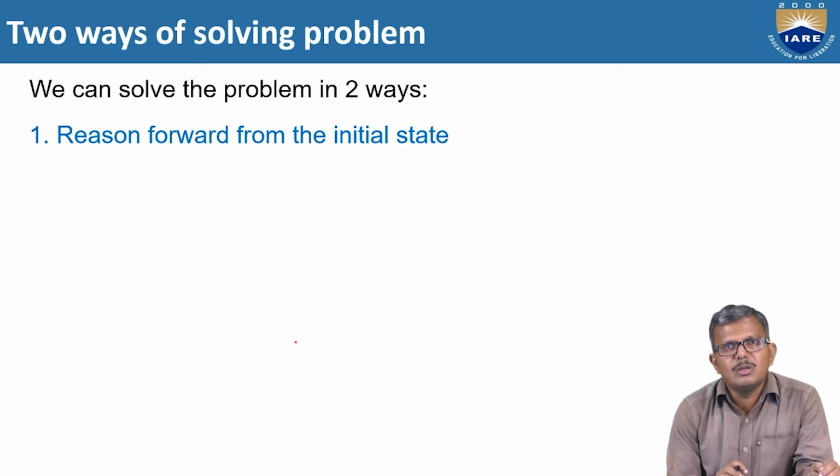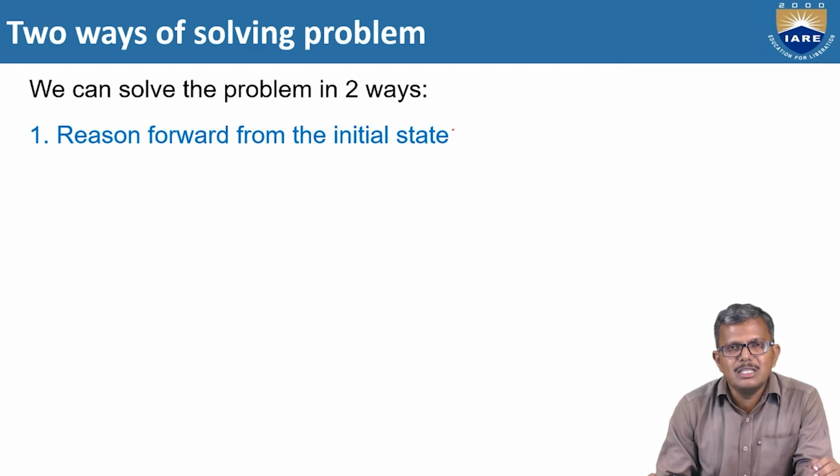So there are two possibilities for how you can solve them. If you reason forward from the initial state, that means you are applying forward reasoning. Once you identify the rules, apply them, and get the new configurations, our next duty is to draw a graph. We can say that we need to draw a tree.